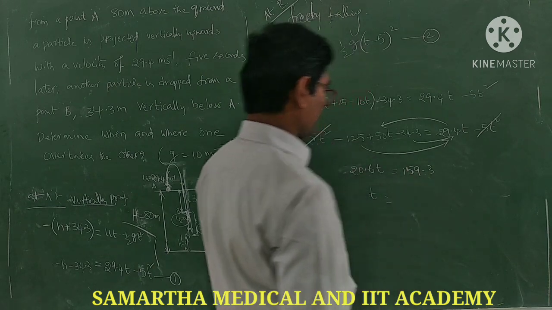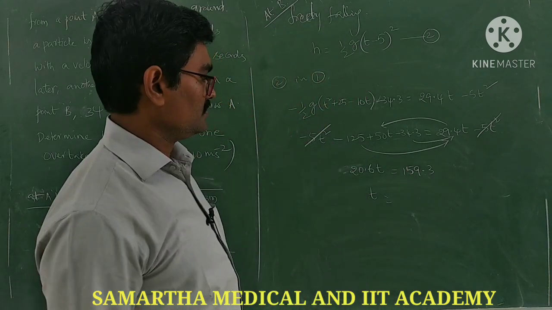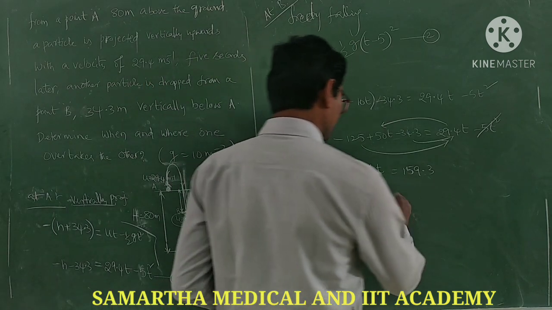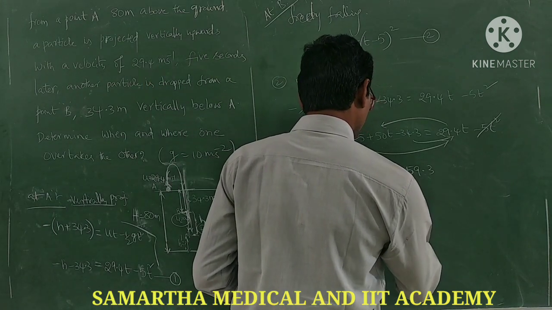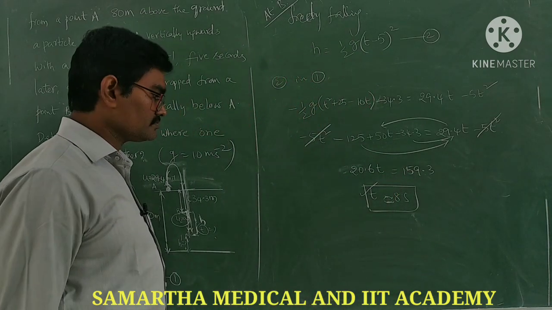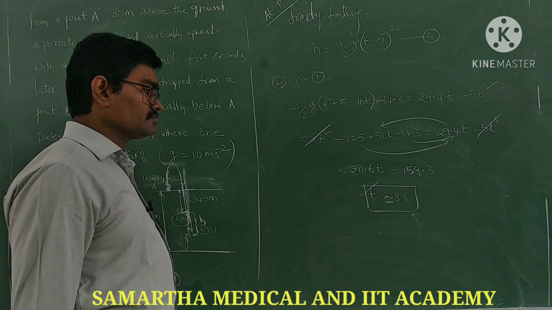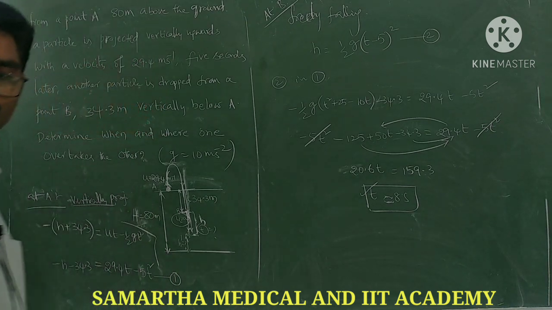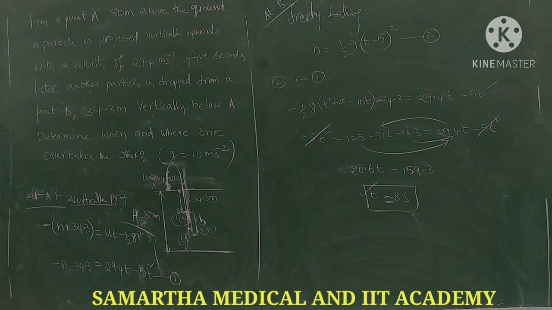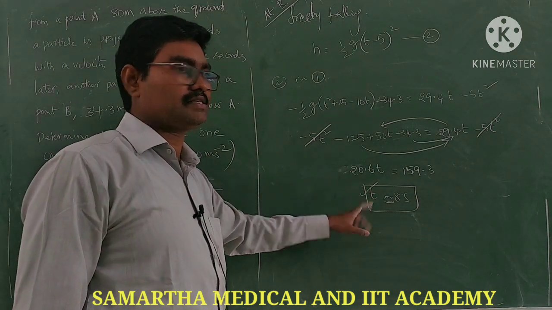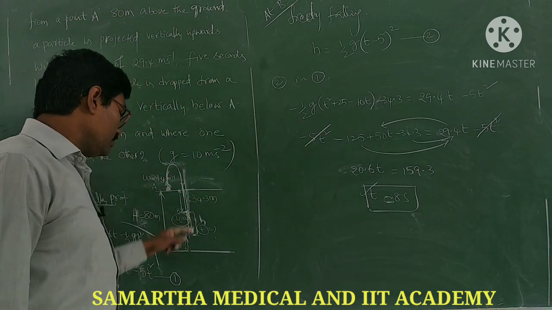What is the time approximately? How much does it come? Around 8 seconds, nearby 8 seconds. Almost 8 seconds. Understood? Clear, t is equal to 8 seconds. So that is the time it takes to reach this point.